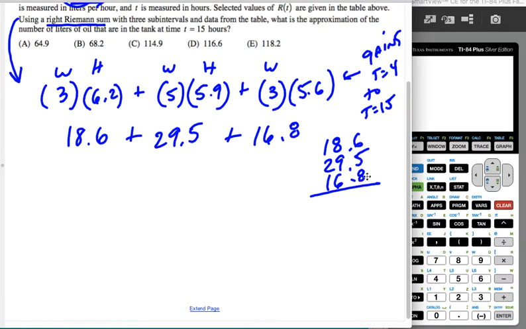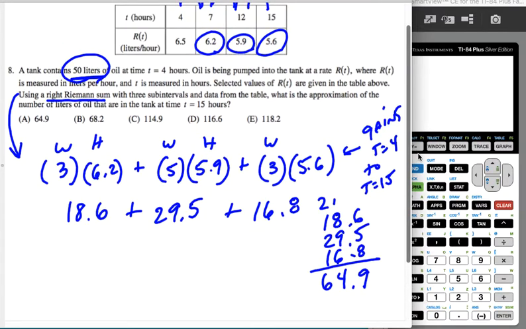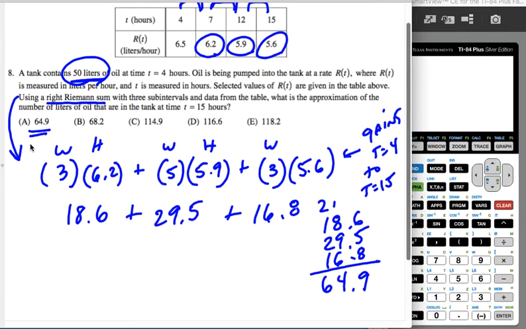So that's an 11 plus an 8, which would be a 19. When I carry the 1, I get a 10 and a 14, so that's a 24, and then I get a 6. So I get 64.9, which is a great trap answer, but that's a trap because that's how much I gained.